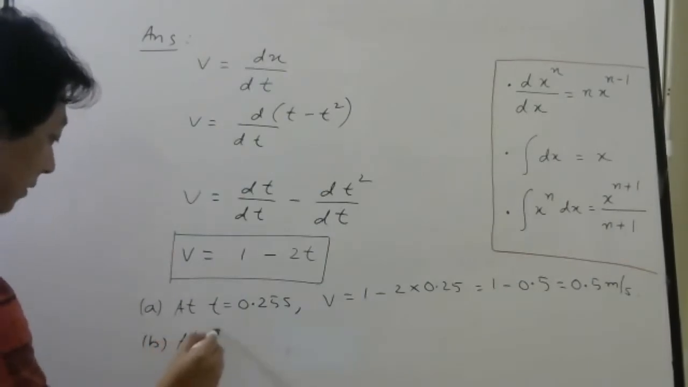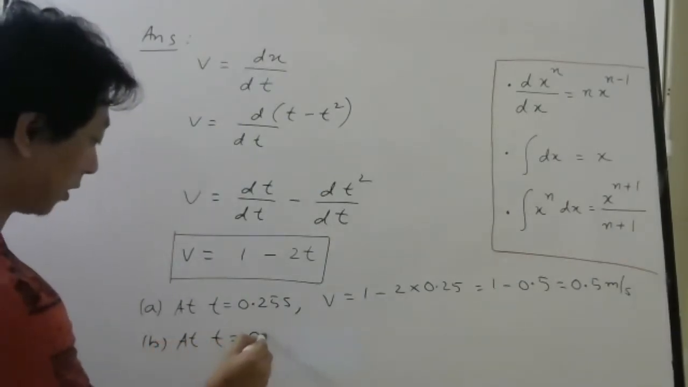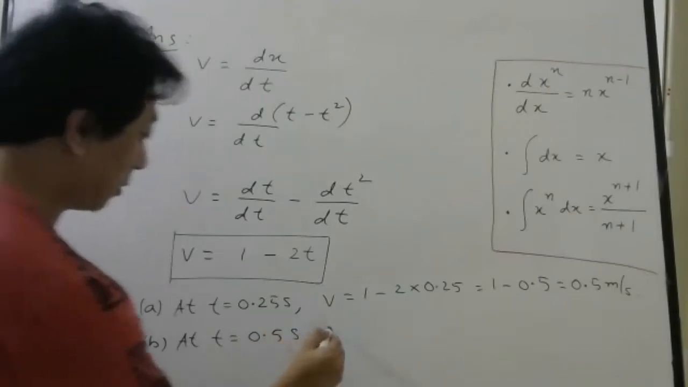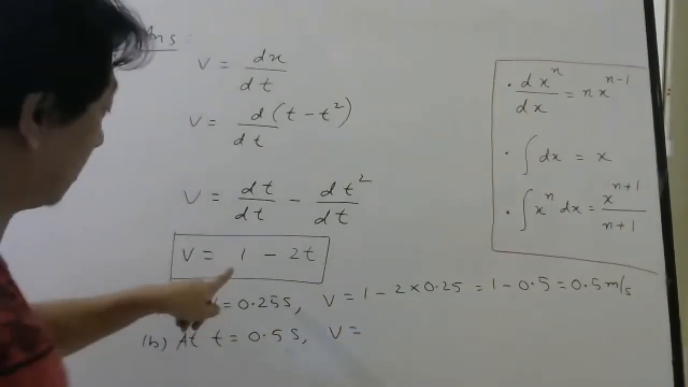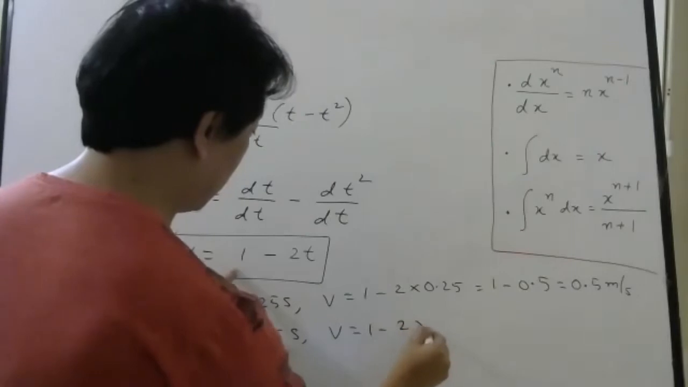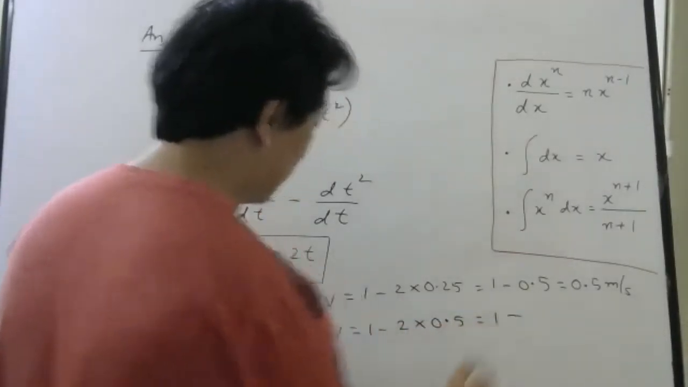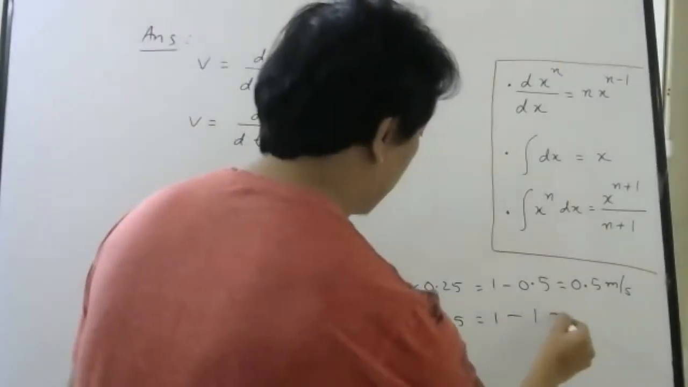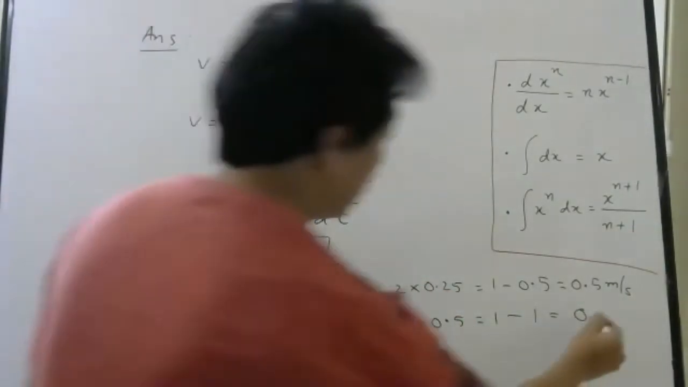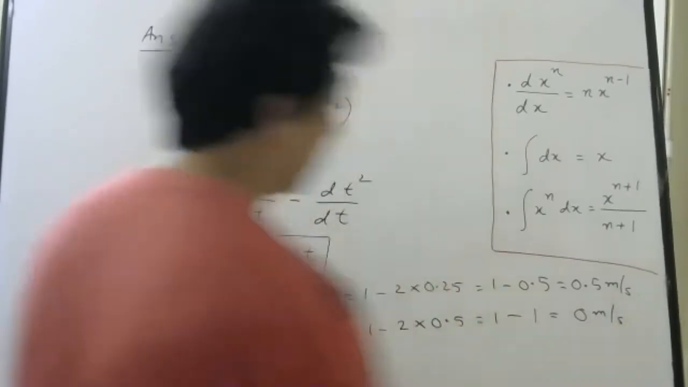At time t equals 0.5 seconds, what will be velocity? Here we have to substitute 1 minus 2 into 0.5. That will be 1 minus 2 into 0.5, which is 1. 1 minus 1 is 0. So 0 meter per second.